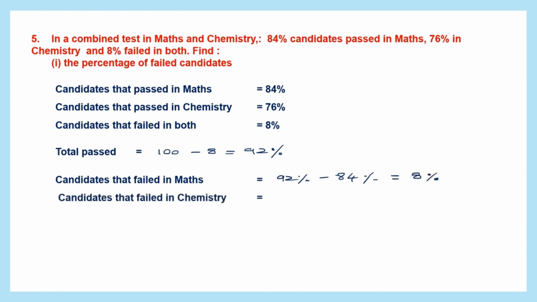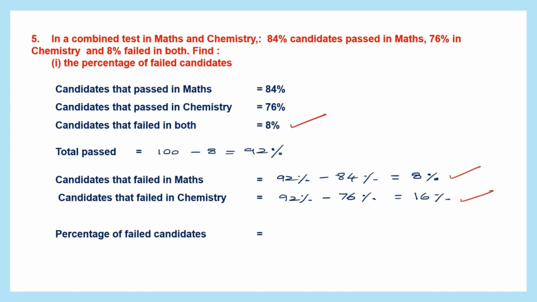Similarly, candidates that failed in chemistry, again we subtract from 92% the percentage of those that passed in chemistry, and that is 76%. So 76% we have here. Now 92 minus 76 is 16%. So now we have those that failed in maths is 8%, those that failed in chemistry is 16%, and those that failed in both is 8%. So if we have to find the percentage of failed candidates, we need to add all these, that is, those that failed in both, those that failed in maths alone, and those that failed in chemistry alone.